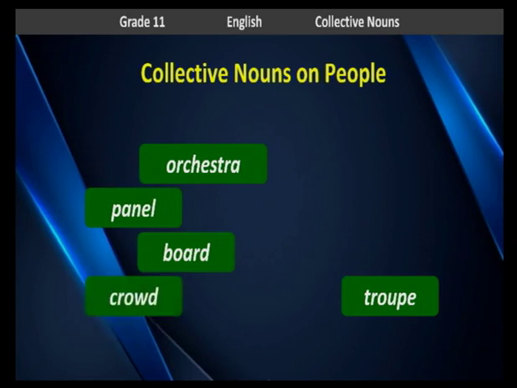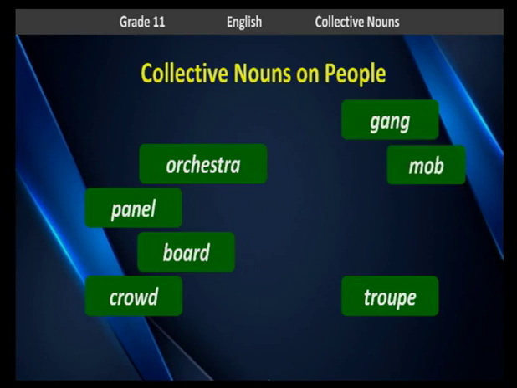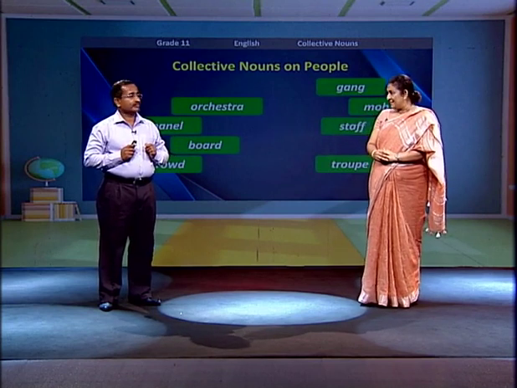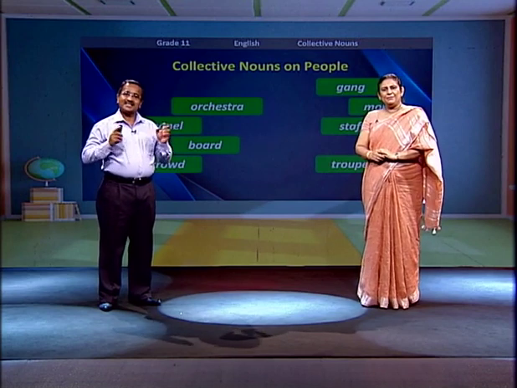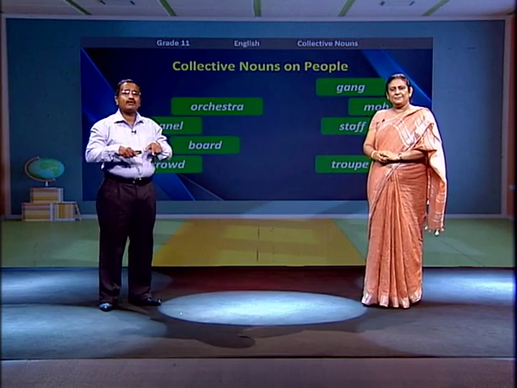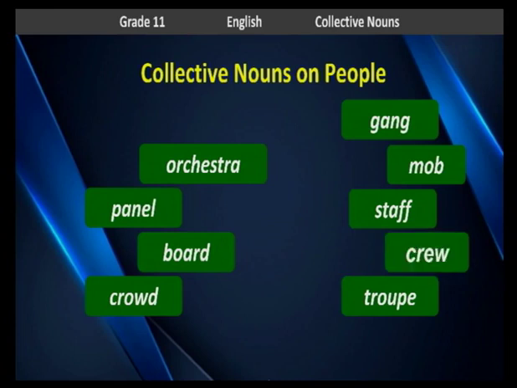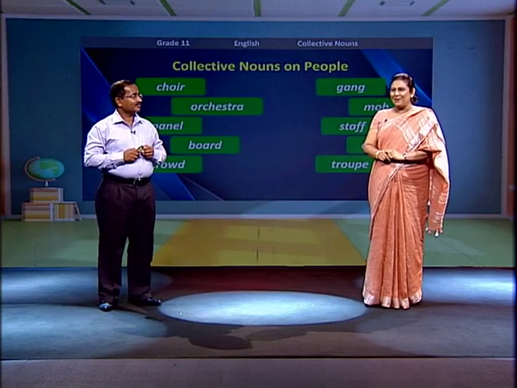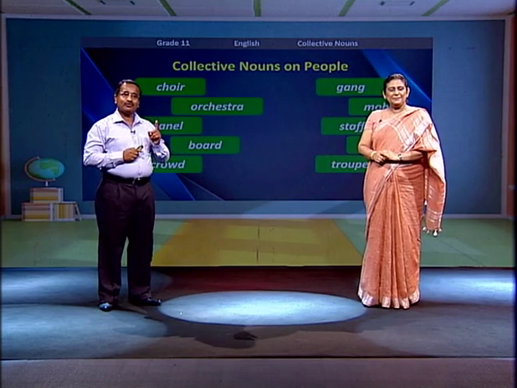Right. A crowd. A crowd of people. A gang. A gang of thieves. A mob. When can we use the word mob? We use the word mob to talk about a group of unruly people, the people who cannot be controlled, a mob of demonstrators. Mob of protesters? Correct. Staff. A staff of teachers, the people, those who are working in one place. Crew. A group of people working on an aeroplane or a ship. A choir. When can we use the word choir, sir? A choir of musicians, singers. Yes, in schools you have choirs, children. Correct. Now we are moving to the next slide.